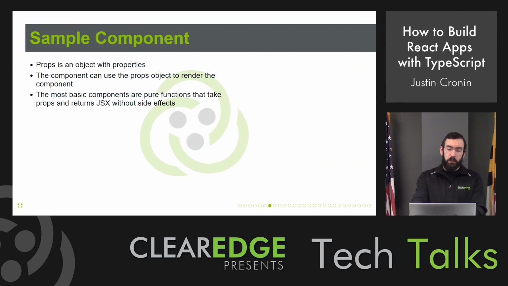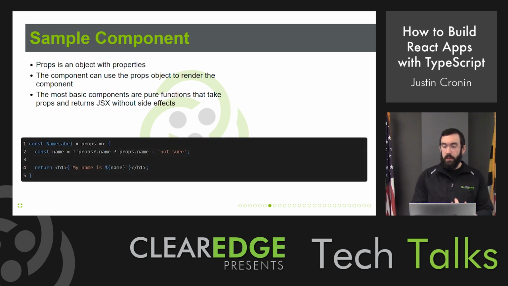All right, so let's look at a sample component. Like I said, a sample component here is going to be our name label component. As mentioned, it takes one argument in, which is props, and then it returns JSX, which you can see on line 4 there. Props is just an object. It can have anything on it. Whatever the caller is passing down is what props is.